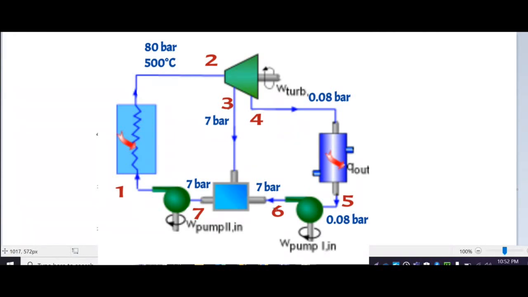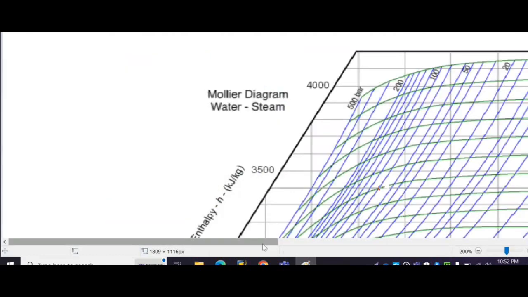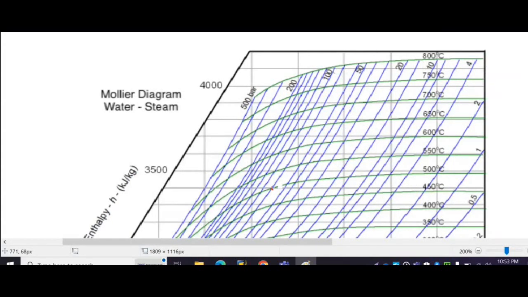Now, if we observe the question, the steam enters the turbine at 80 bar and 500 degrees Celsius, and this steam enters at point 2. So, let us first find where the pressure of 80 bar is. Here is the pressure line for 50 bar, and here is for 100 bar. In between them, there is one line for 80 bar, so we will select the 80 bar pressure line.